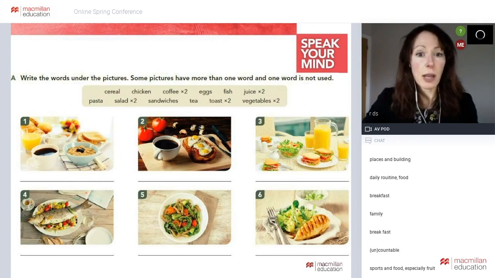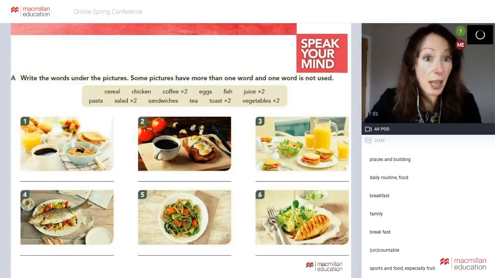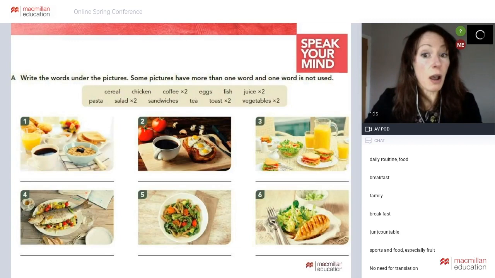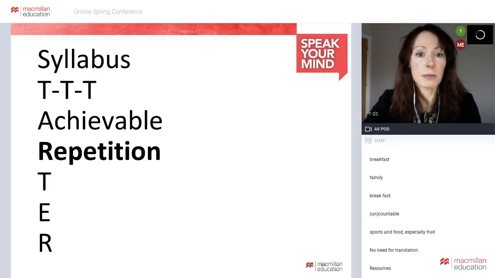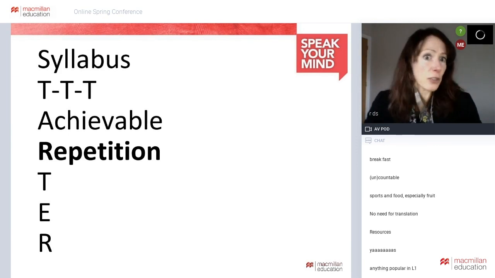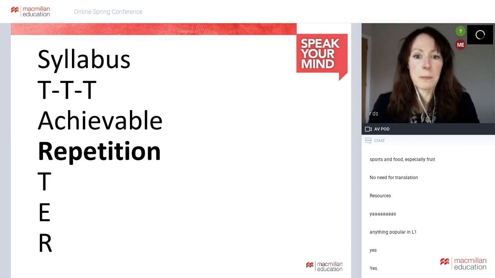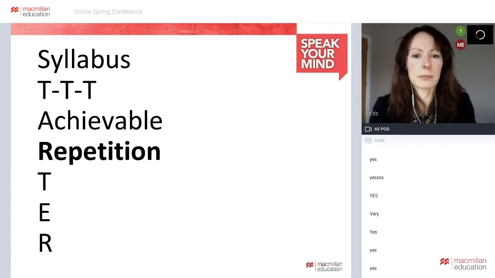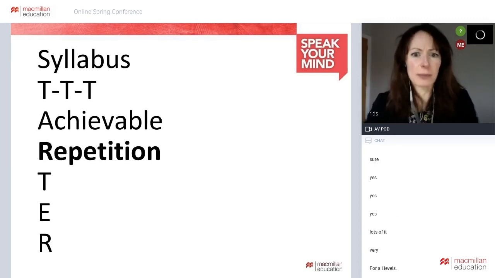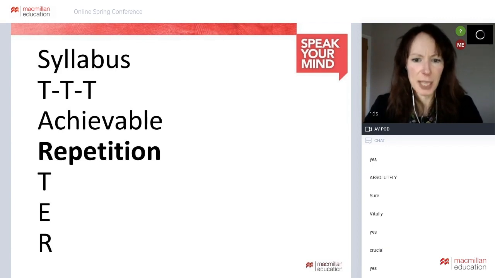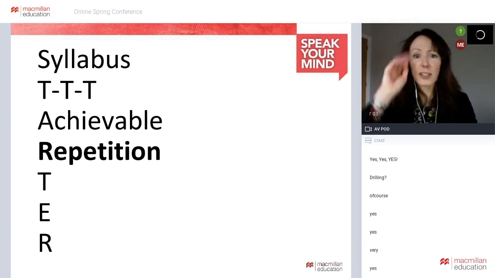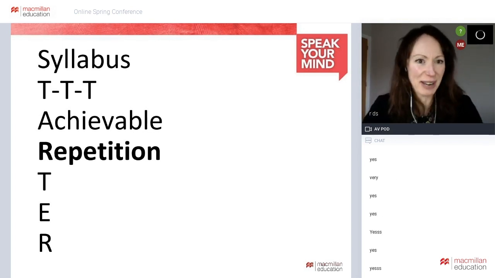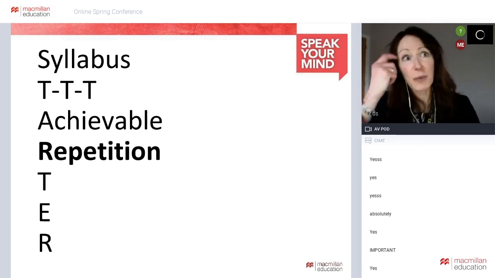So let's go back to our acronyms. We've done S for syllabus, T for teacher talking time, A for achievable, which means we're on to R, which is for repetition. So can I quickly ask you, is repetition important for lower levels? I'm hoping no one's going to say no here. Yes, yes, good, yes, absolutely. It's so important. It's super important. It's essential. Everyone's in agreement. Absolutely.